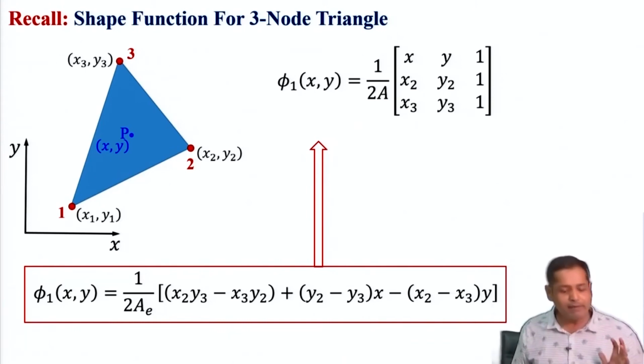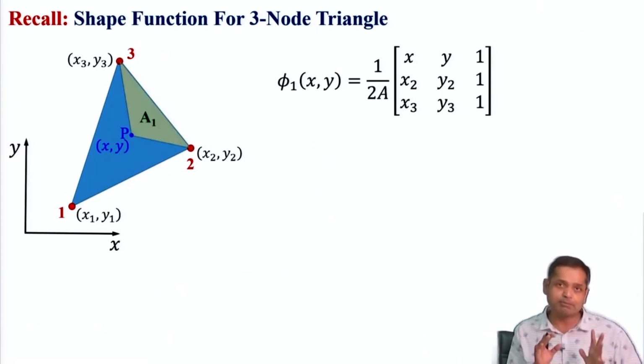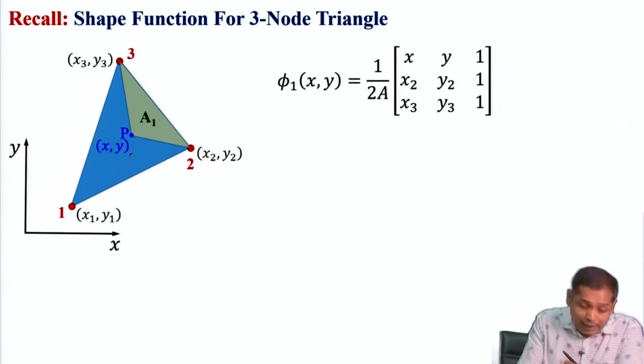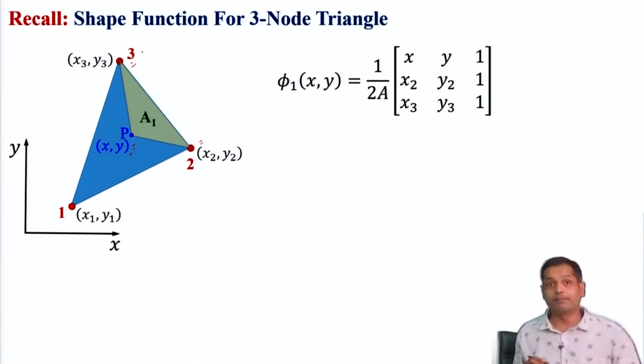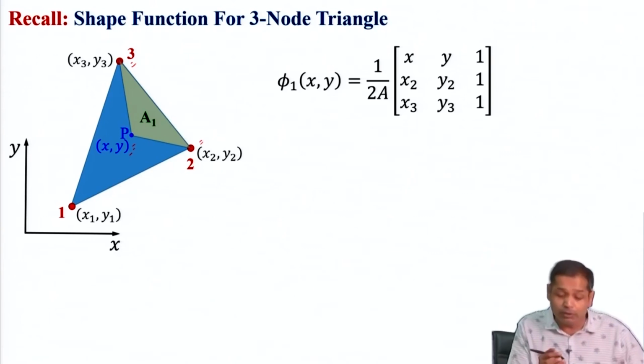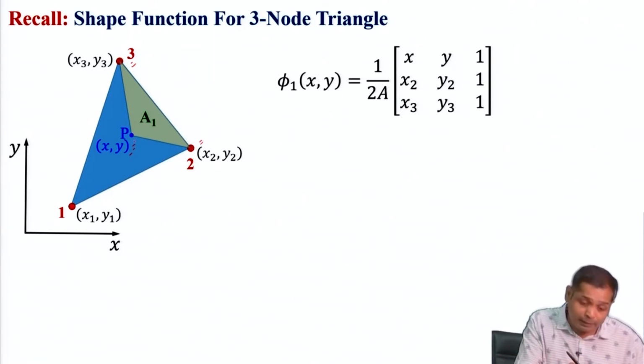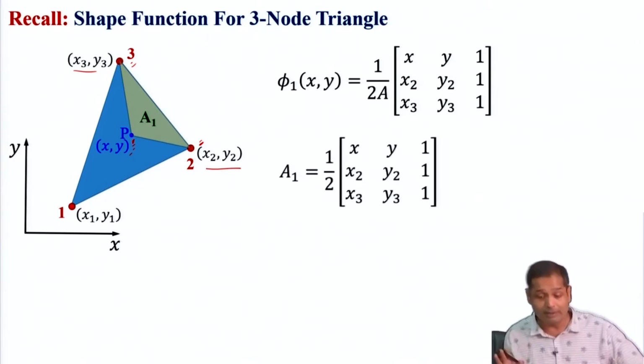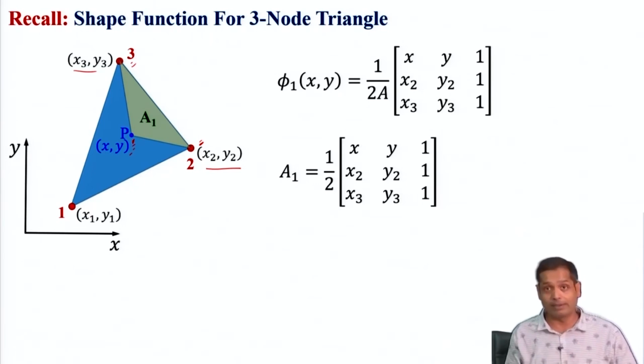Now, think of an area like this. Consider an area A1, which is obtained by joining the point x y we have within the element, at which we want to evaluate the shape function, and then node number 2 and node number 3. We know the coordinates of all the vertices: one vertex has coordinate x y, another vertex has coordinate x2, y2, and another vertex has coordinate x3, y3. And if we know the vertices, then this is how the area of a triangle can be evaluated.